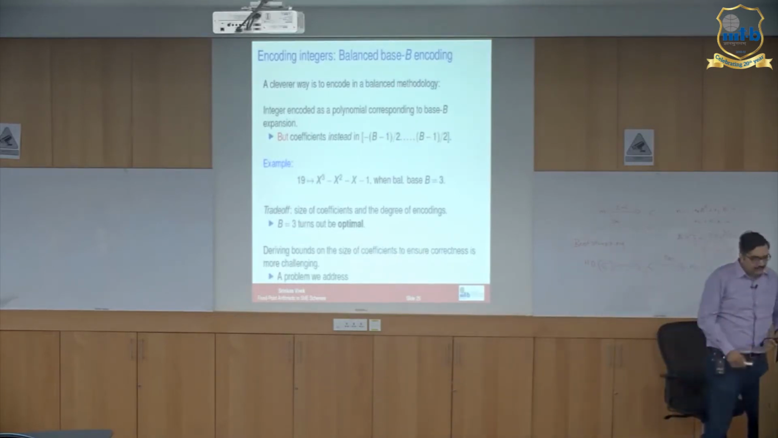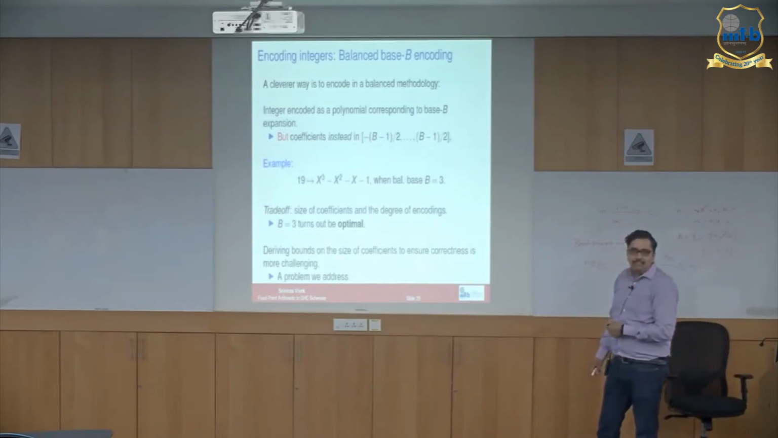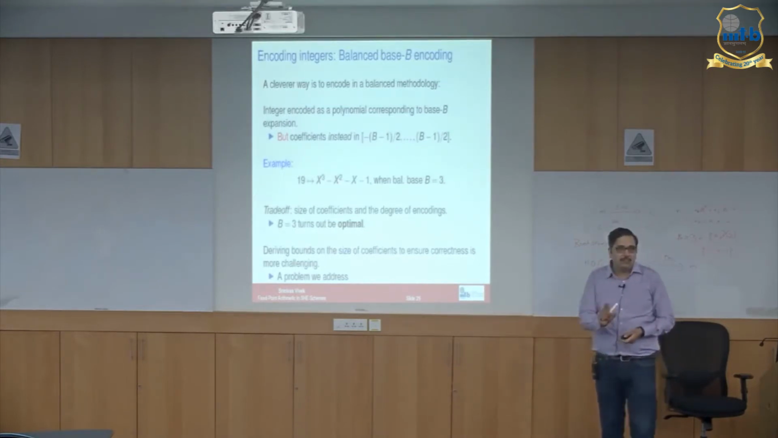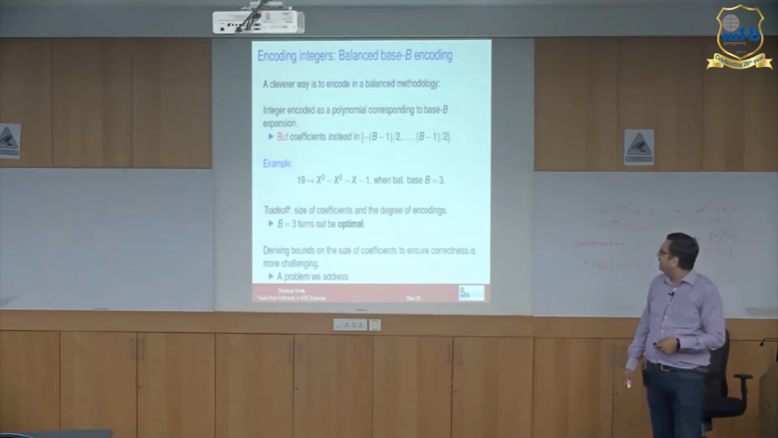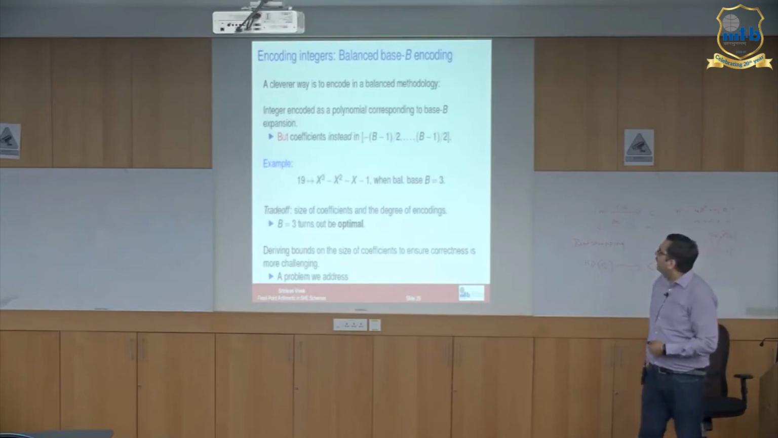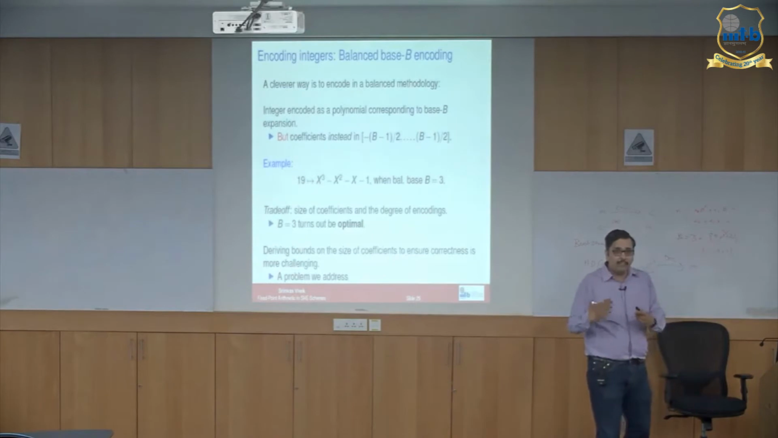That is for integers. For example, in the case of 19, in the balanced base 3 encoding, you represent 19 as x cubed minus x squared minus x minus 1... the moment you plug in x equal to 3, you get back 19. And we should also remember that we need to derive bounds on the parameters, right? So given some function, how to derive bounds on that. That is the next thing we are going to see.